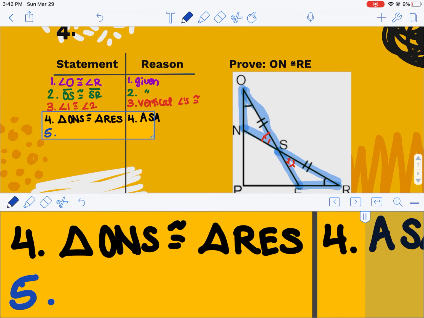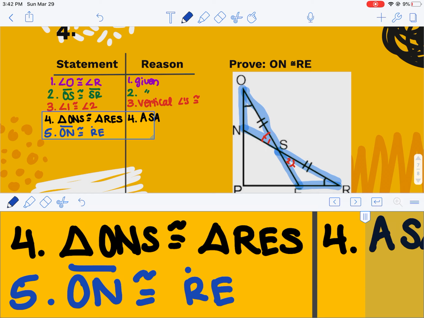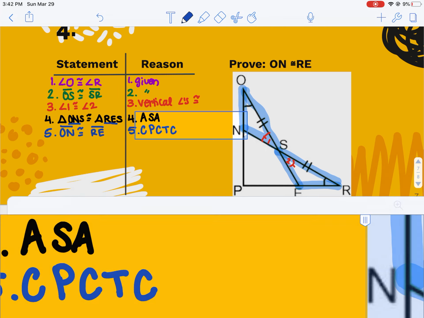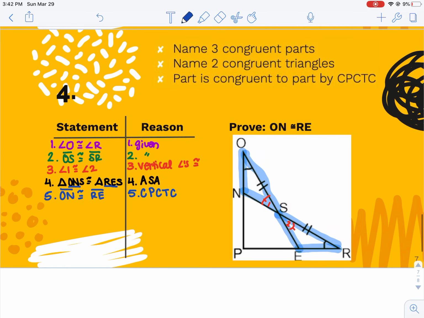Once I have my triangles congruent, I can say my parts are congruent. So I can say ON is congruent to RE. And I'm going to double check ON and RE are both the first 2 letters of my triangles, so I know that I solved my proof correctly. And my reason is corresponding parts of congruent triangles are congruent, or CPCTC, or if 2 triangles are congruent, then their parts are congruent.